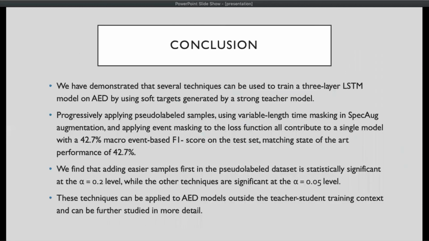So in conclusion, this paper shows that several new techniques can be used to train a student model, which is a 3-layer LSTM model, on an AED task. We use progressively applied pseudo-label sampling, variable length time masking in spec-aug, and event masking in the loss function to achieve state-of-the-art performance. So this is the conclusion of our intro video to this paper.